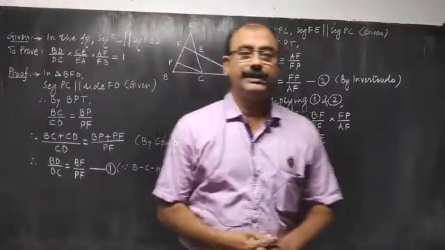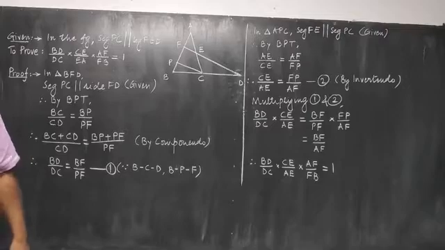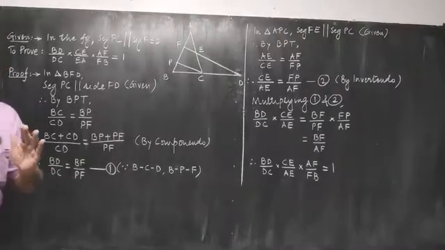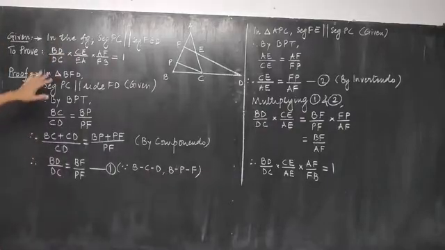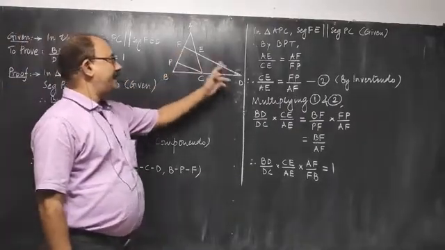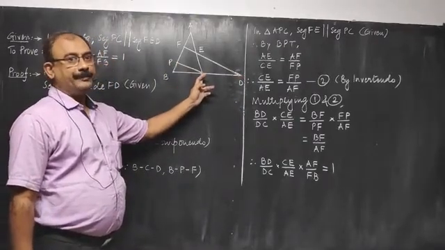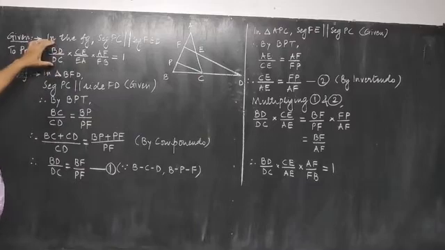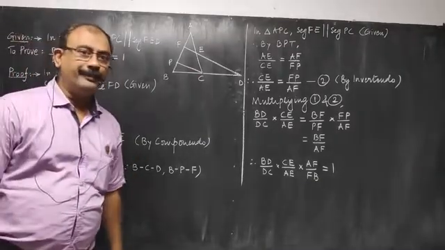Hello children, let us solve another example. Again, a thought-provoking example, but comparatively easier. A figure is given in which it is said that segment FD is parallel to segment PC, and the question says prove that the product of these three ratios is equal to 1. So let us start.